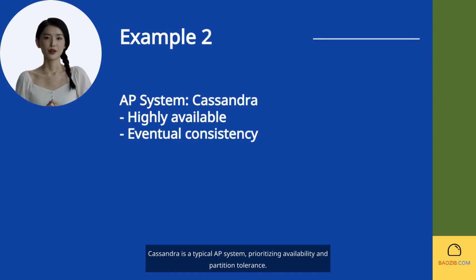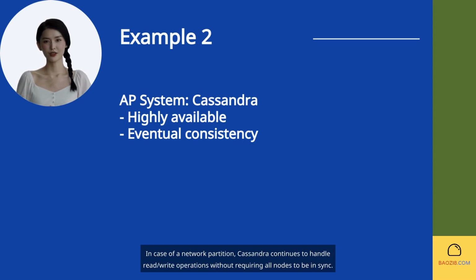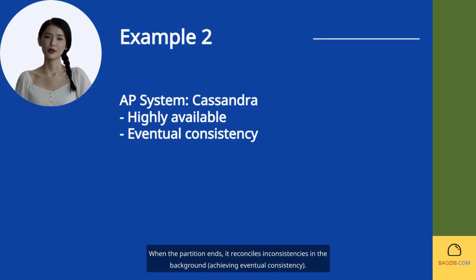Cassandra is a typical AP system, prioritizing availability and partition tolerance. In case of a network partition, Cassandra continues to handle read-write operations without requiring all nodes to be in sync. When the partition ends, it reconciles inconsistencies in the background, achieving eventual consistency.